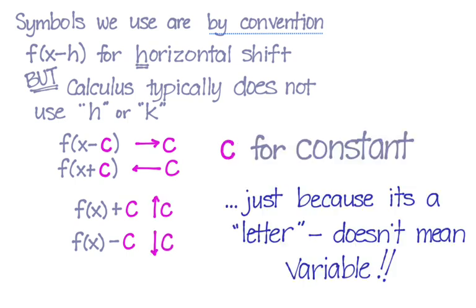So we have c is for the constant. And just because it's a letter doesn't mean it's a variable. Remember that. Variable is the thing that changes. It's like the input. All the other letters and symbols we see have other meanings, and they're not variables.